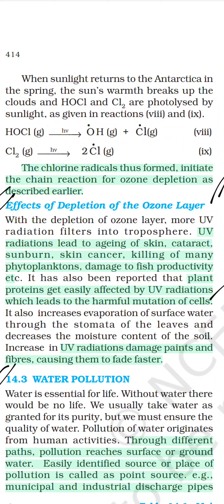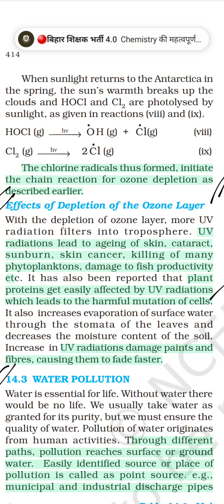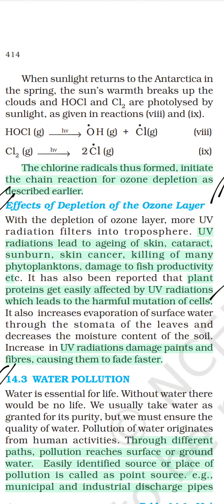Next, effect of depletion of the ozone layer. With the depletion of the ozone layer, more UV radiation filters into the troposphere. UV radiation leads to aging of skin, cataract, sunburn, skin cancer, killing of many phytoplanktons, damage to fish productivity, etc.